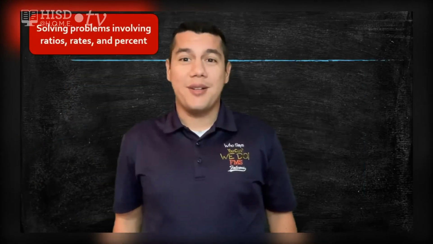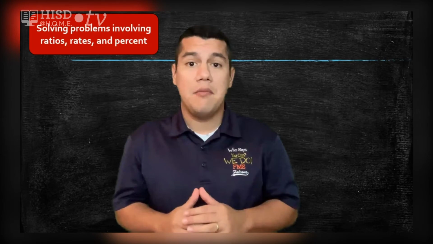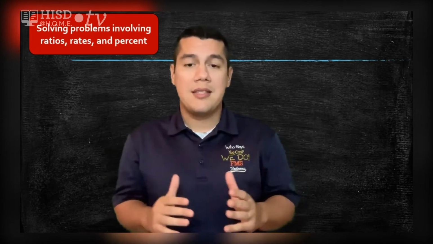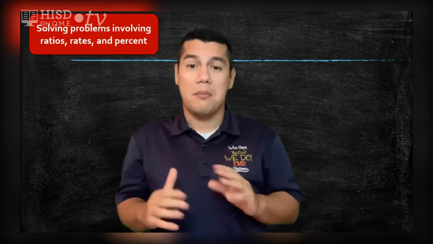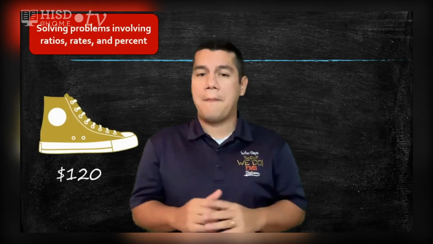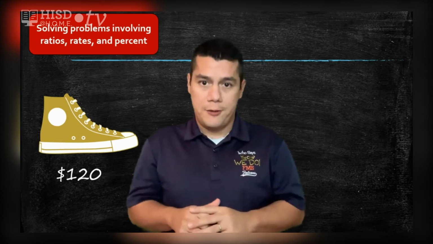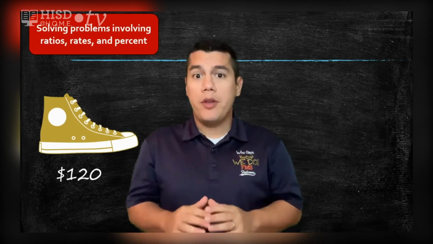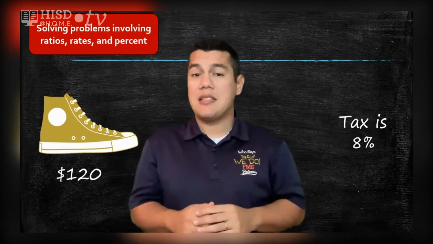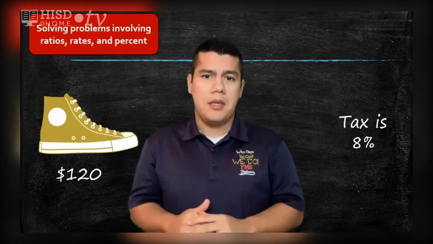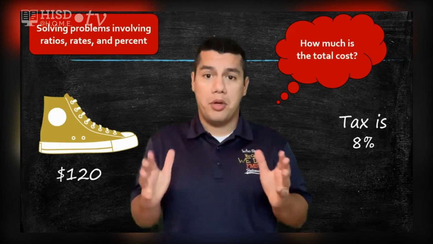For our 7th graders, the objective is to solve problems that involve ratios, rates, and percents. So we're going to start with the following problem. Let's say that you want to buy a pair of shoes that cost you $120. And then when you go to the register, you notice that the tax is actually 8%. My question for you is, how much is your total purchase?